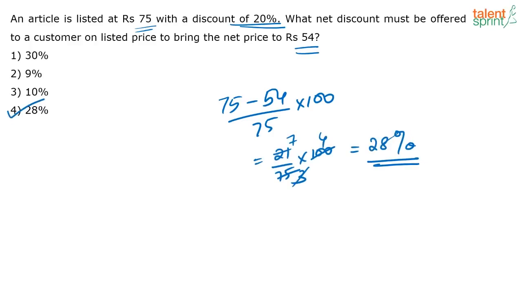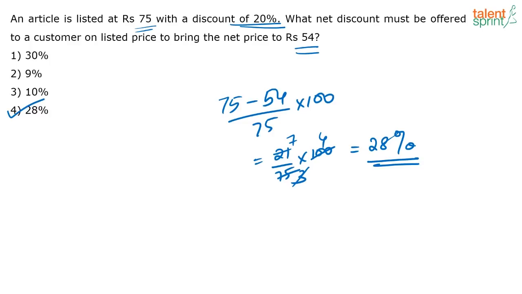28%. Option 4. So, see, you needn't use this value here at all, the discount of 20%. So directly see what are they saying? The marked price of the article is 75. What should be the net discount that I have to give so that the price comes to 54 rupees? 28% discount. Yes, see, out of 75 rupees, I have to give a discount of 21 rupees. That means 21 out of 75 is 28%. So, answer is option 4.